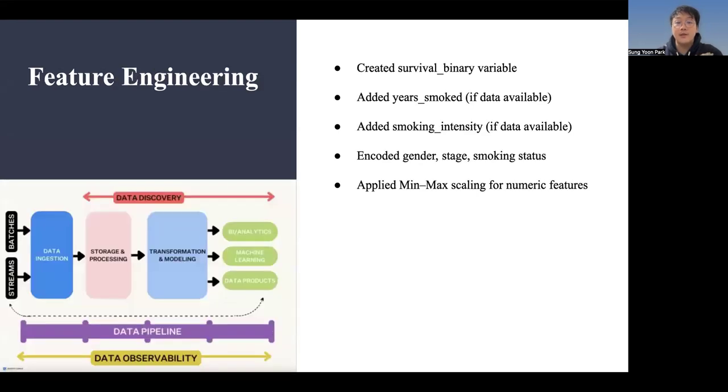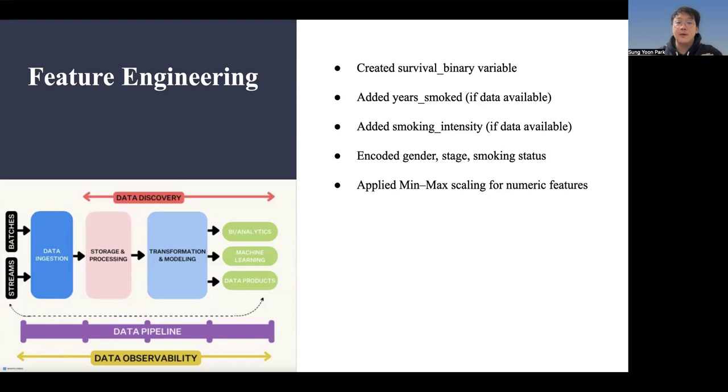After cleaning, I engineered additional features to better support analysis. One of the most important was the binary survival indicator, which encoded deceased as 1 and alive as 0. This allowed me to perform comparisons across groups more easily. I also created behavior features such as years smoked or smoking intensity when the information was available. These can be powerful predictors, although they were not included in all visualizations.